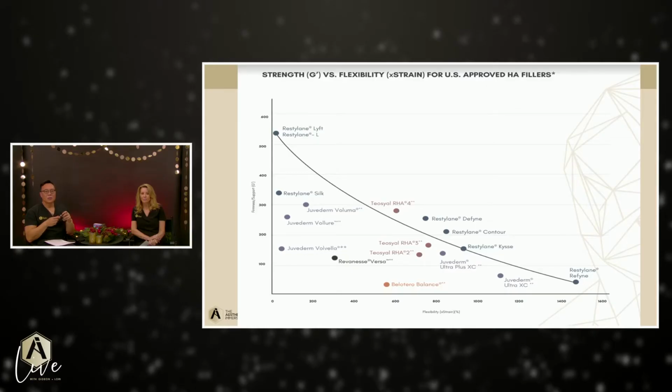All right. So this is a great little chart. This summarizes, and these are independent values from all the different companies, for all the different fillers that we currently have in the U.S.